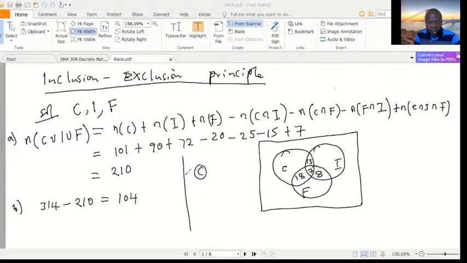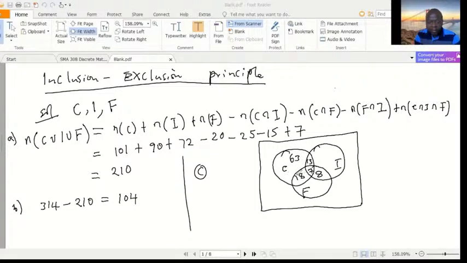So the question again says that 101 customers took car loans. So car loans is this circle. It must be 101, but we already have 18, 7 and 13 in it. So when you add 18, 7 and 13 and subtract from 101, you discover that we have 63 who are left here.